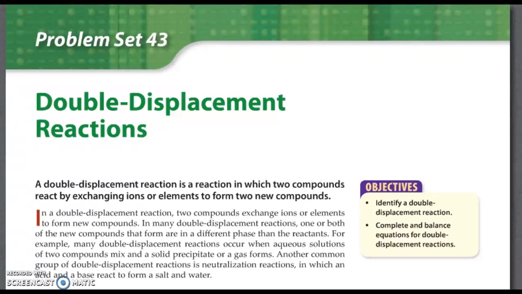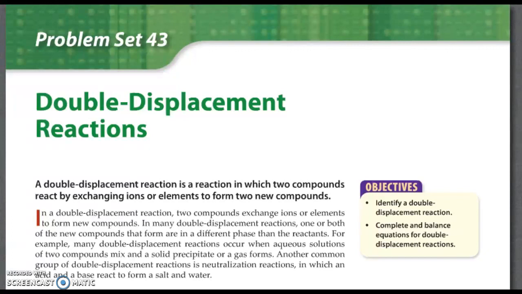A double displacement reaction is a reaction in which two compounds react by exchanging ions or elements to form two new compounds. So again, our objective: identify, complete, and balance, this time for double displacement reactions. In a double displacement reaction, two compounds exchange ions or elements to form new compounds.